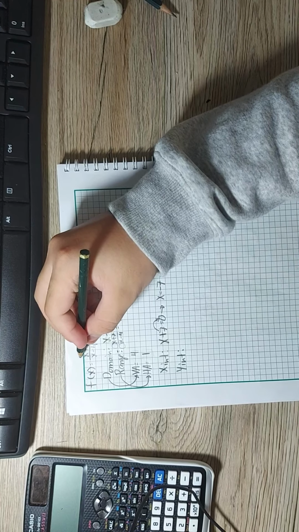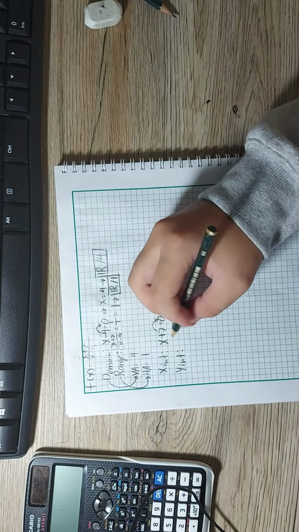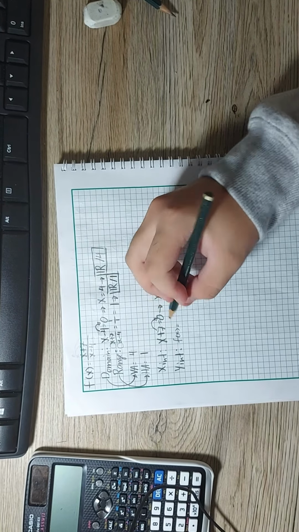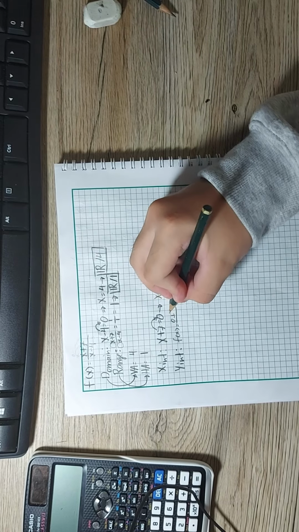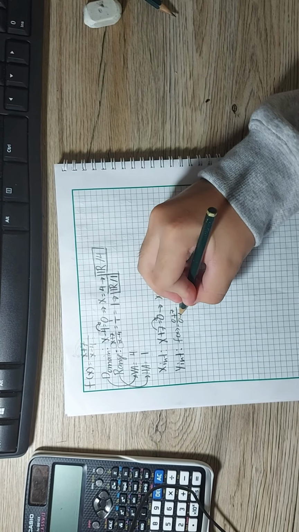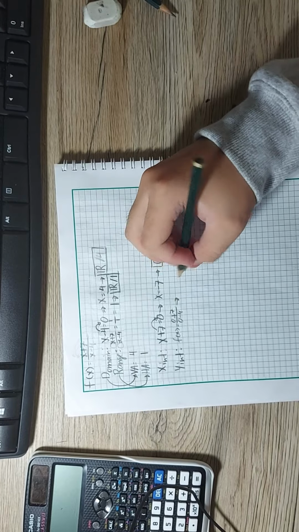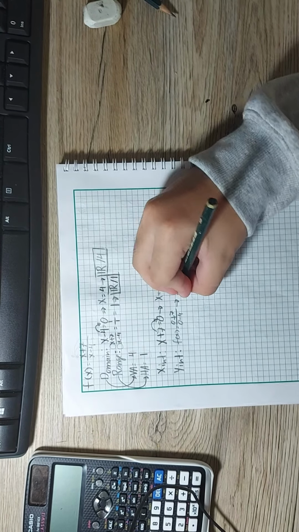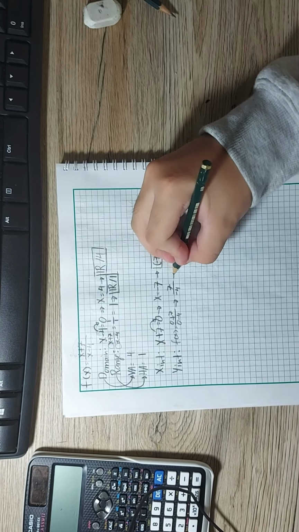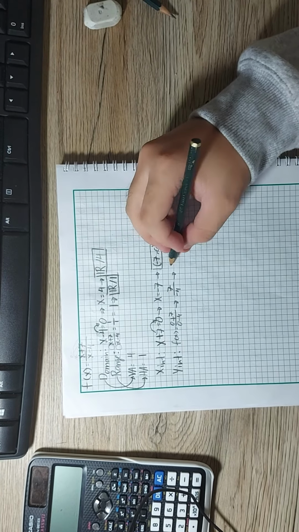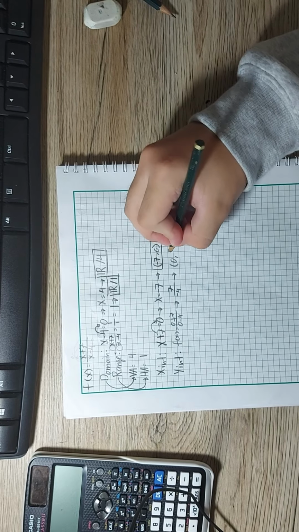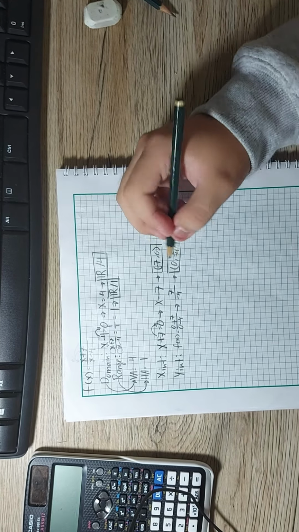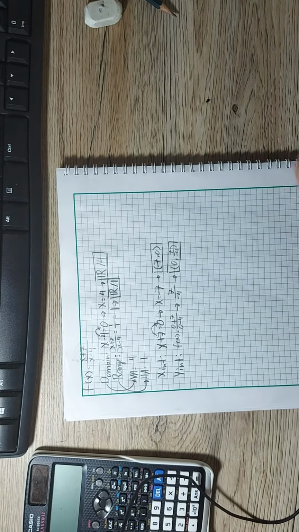For the y-intercept, we have to replace x with 0. So that's f of x is equal to 0 plus 7 over 0 minus 4. So now that's equivalent to 7 over negative 4. And that is going to be our y-intercept, 0 and negative 7/4.